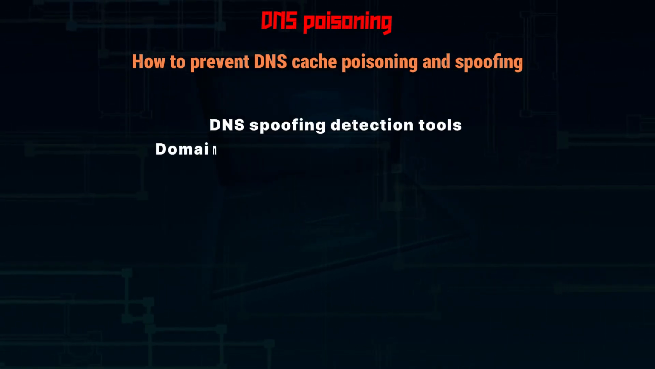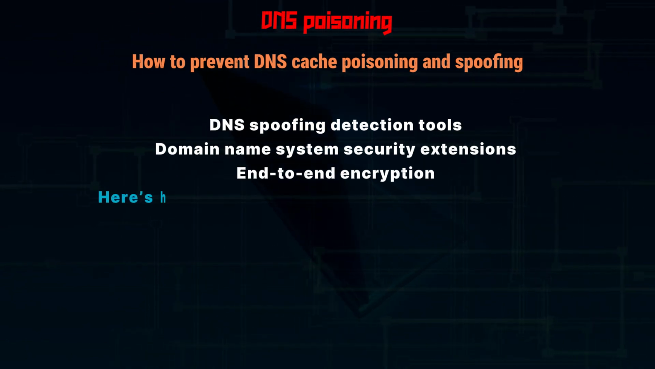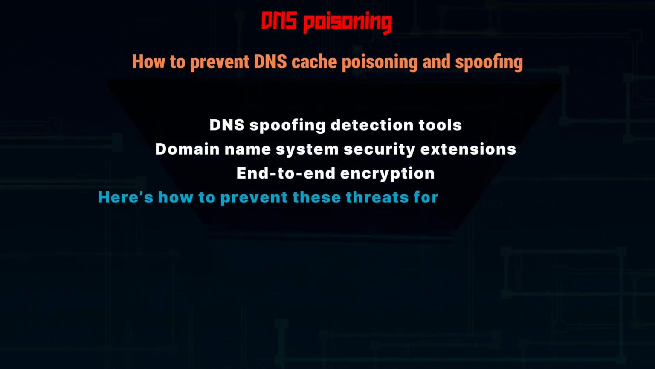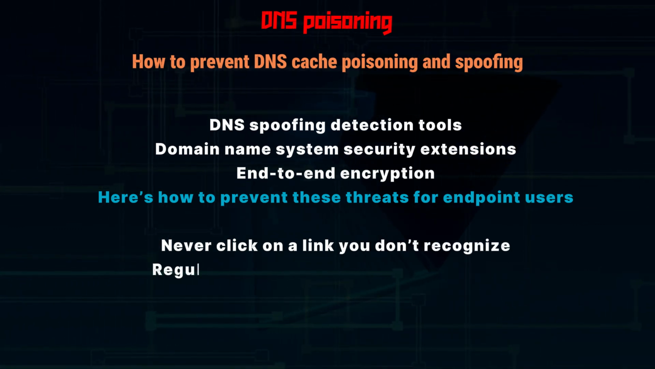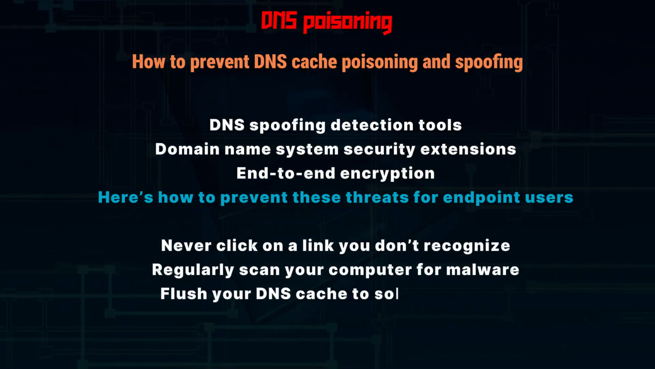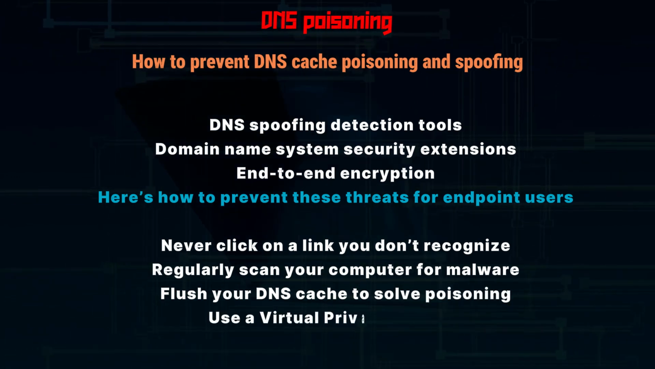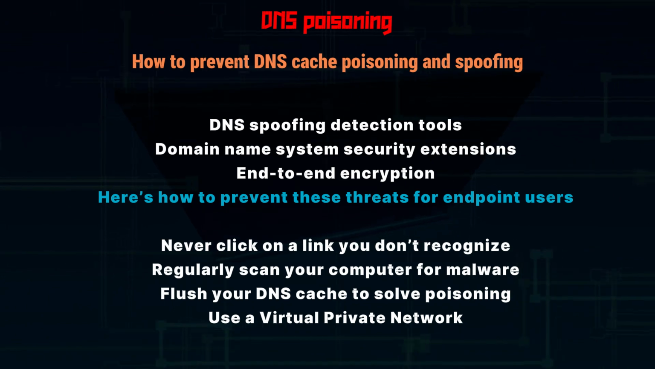DNS spoofing detection tools. Domain name system security extensions. End-to-end encryption. Here's how to prevent these threats for endpoint users. Never click on a link you don't recognize. Regularly scan your computer for malware. Flush your DNS cache to solve poisoning.